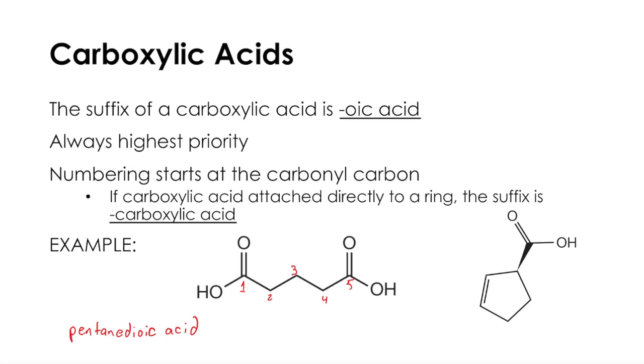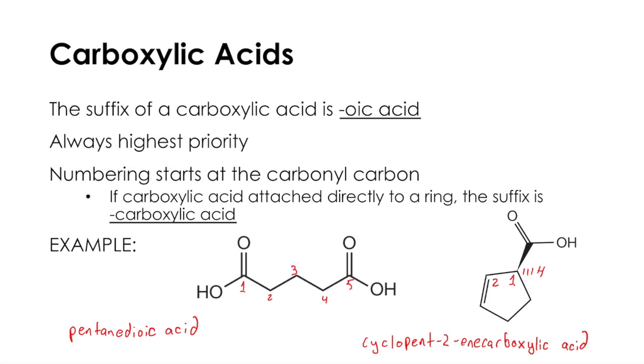So now for the second example, when it's attached to a ring, we start the numbering at the attachment point like this. And then we're going to name it based on the root, which is cyclo pent-2-ene. Now the suffix is carboxylic acid, like so. Now finally, let's not forget that because that's drawn as a wedge, we have to take into account the stereochemistry of that chiral center.